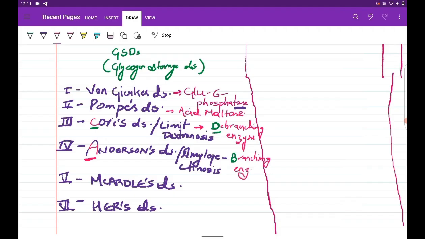Okay, branching enzyme. Now in McArdle's disease and Hers disease, the enzyme which is deficient is similar, which is phosphorylase. But in McArdle's disease, M for McArdle's and M for muscle, the enzyme which will be absent is muscle phosphorylase. In the next one, Hers disease, both have deficiency of phosphorylase enzyme, and in McArdle's, M for muscle, muscle phosphorylase will be absent. In Hers disease there will be liver phosphorylase which will be deficient.